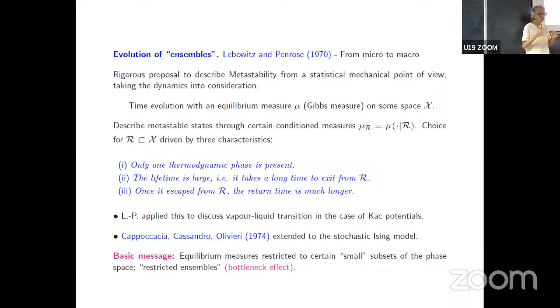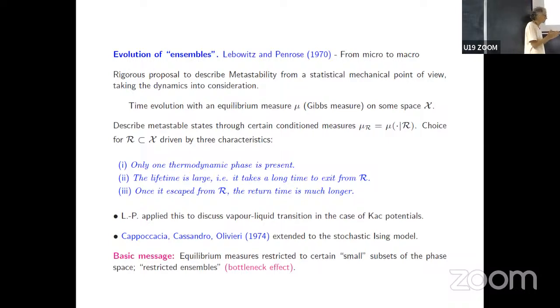I don't want to get into details now on what it is, but let us say there is a probability measure, which is called the Gibbs measure, that corresponds to the equilibrium situation of my system. Is there a way that we might end up with some prescription for a metastable state? So their proposal was the following.